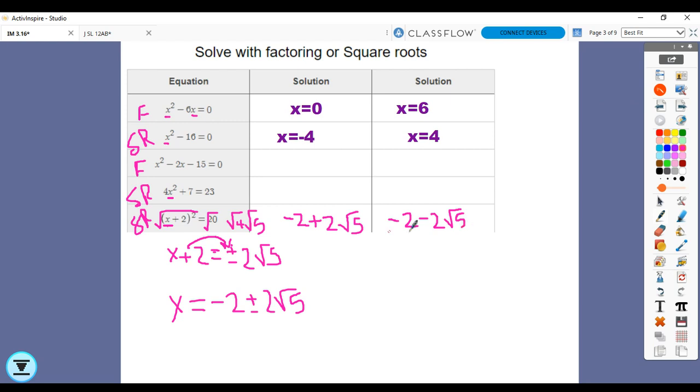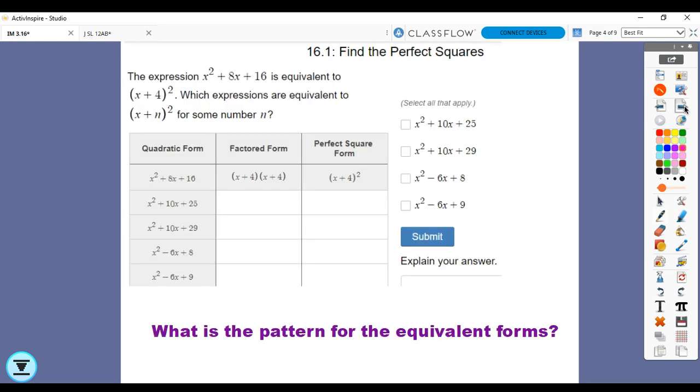So this is really slick. This is actually much easier than if you try and distribute this all out and make it complicated. Anytime you can get the equation into this format, it actually makes it easier to solve. And that's what we're going to be looking at in this next slide.